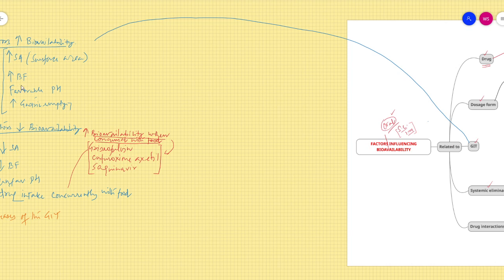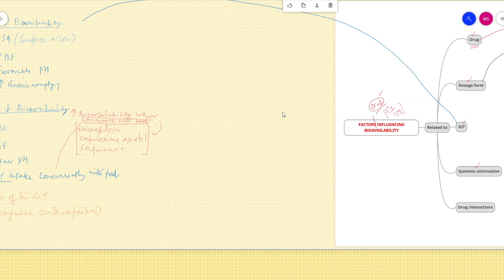Okay, and what could be one of the diseases that affects blood flow systemically? Yes, it could be congestive cardiac failure. Okay. So anything that interferes with the blood flow can reduce bioavailability. So surgical correction or diseases of the GIT can interfere. So those would be the most important factors which are related to the GIT.